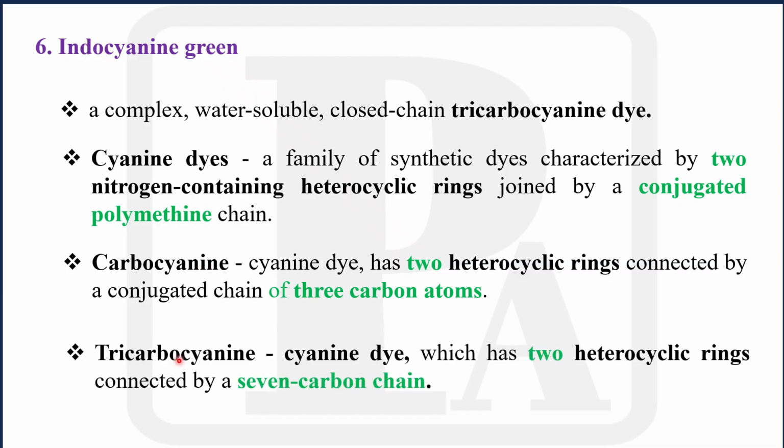So next one is tricarbocyanin. Here 7 carbons are there, that is called tricarbocyanin. So polycarbons means cyanin, 3 carbons carbocyanin, 7 carbons that is called tricarbocyanin. Indocyanin is a tricarbocyanin dye.